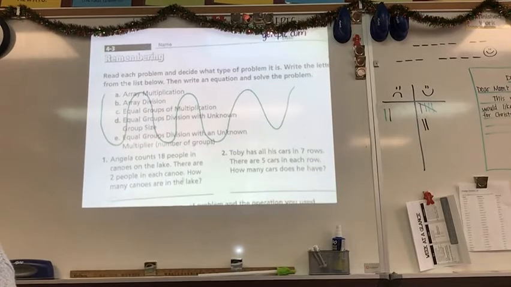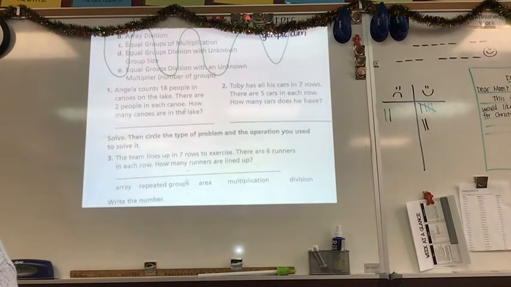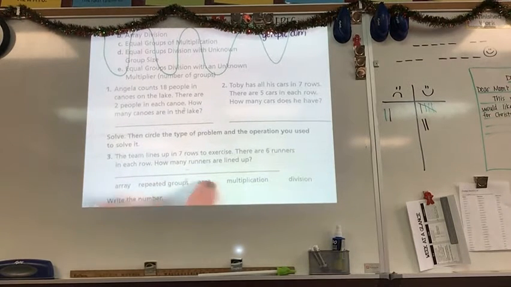Same for number 3. I'm not going to have you cross it out because some of you are going to like that to figure out what drawing to do. But I'm not as concerned about which type of problem it is. I'm more concerned that you understand how to solve. Can you cross it out if you don't want to do it?